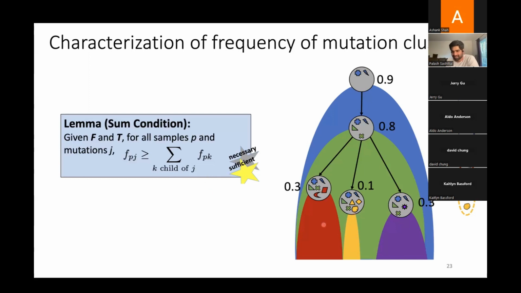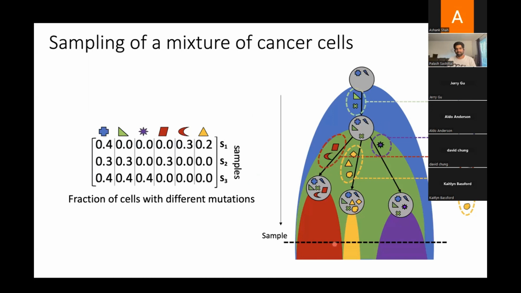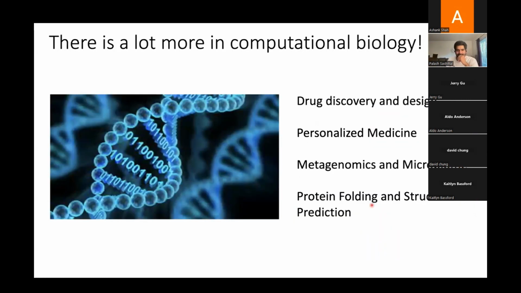You'll try to think of different mathematical constraints and use that to go from this kind of information, like frequencies of different clones in different samples, and try to infer something about the biology, something about how cancer evolved. I think that's pretty cool. All right, so that's really the end of my talk.